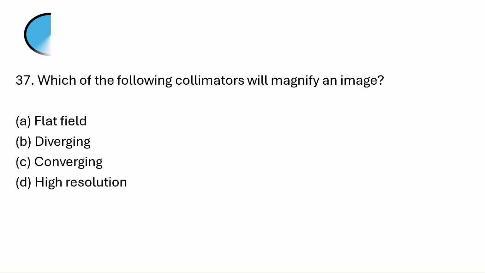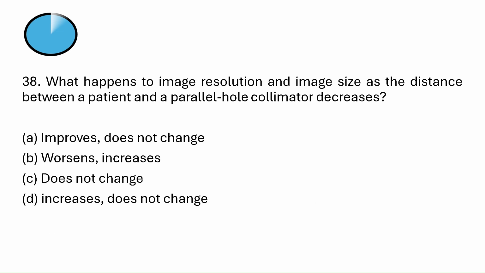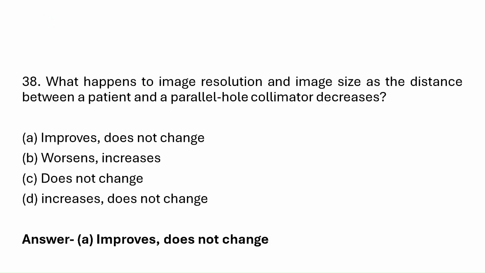To magnify the image, we have already discussed that a converging collimator will be there. For minifying, it is a diverging collimator. For a parallel hole collimator, image resolution will definitely improve if you decrease the distance, but there is no change in size in the case of a parallel hole collimator. So the right answer will be A.